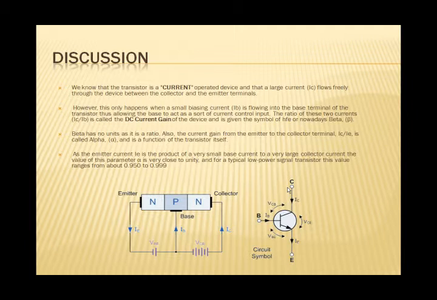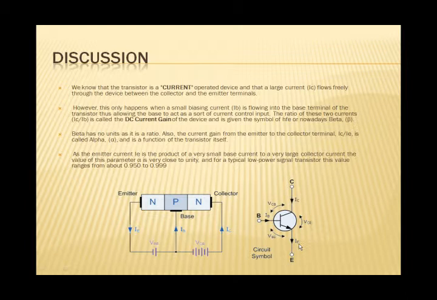Now, the ratio of these two currents, IC by IB, the collector current and the base current, is called the DC current gain of the device and is given by a symbol called beta. Beta has no unit, it is just a ratio of IC by IB. There is also a relation between the currents IC by IE. IC by IE is the alpha, it's a function of the transistor itself.